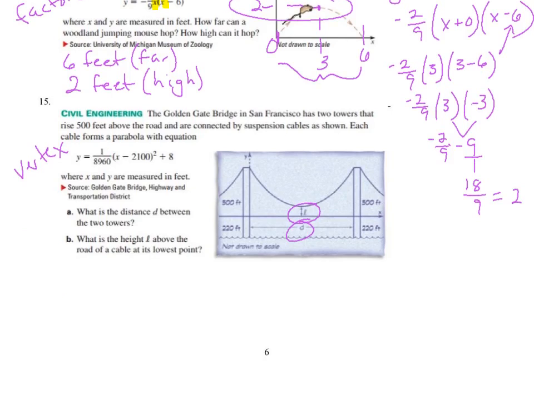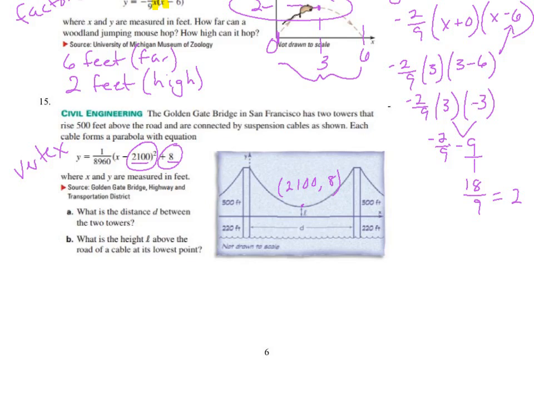So the vertex form gives me the vertex. I'm going to label that before I forget. My vertex would be right here on the graph, approximately, and it involves that number and that number. This is the x value of it, and that's the y value of it. So right here I'm going to have 2,100, comma, 8. So it's my vertex.